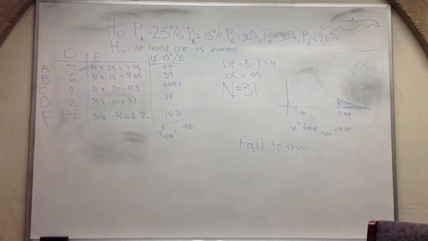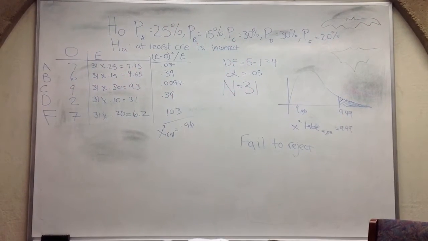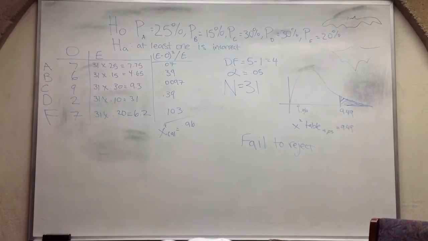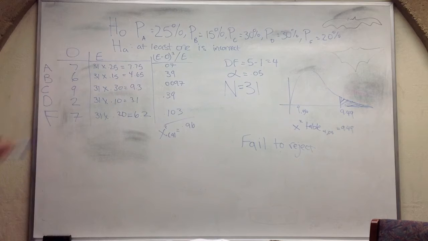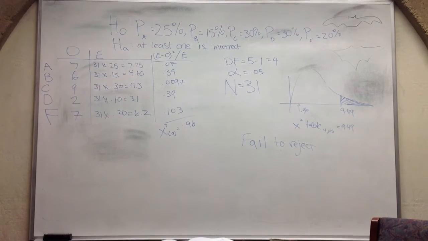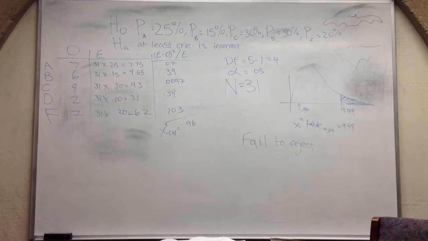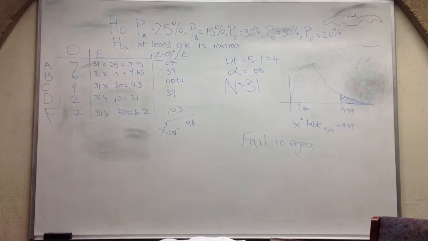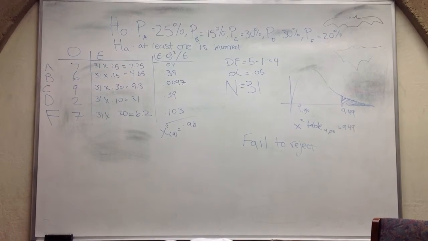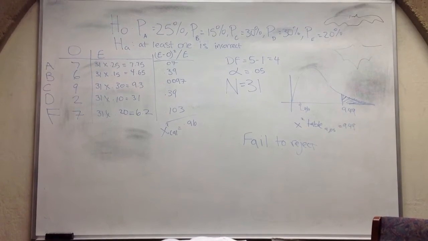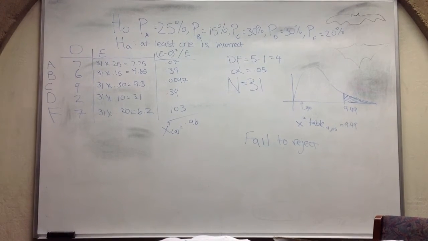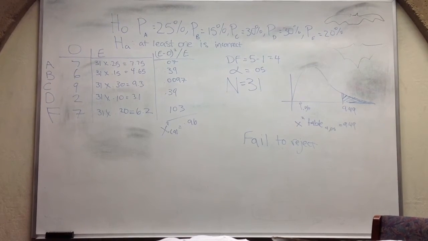Ta-da! I'm the Batman, and these are the grades of the students in my class. Students with A's, 25%. Students with B's, 15%. Students with C's, 30%. Students with D's, also 30%. Students with F's, 20%. HA, at least one is incorrect. I can't speak with this mask on. I'm gonna take it off.